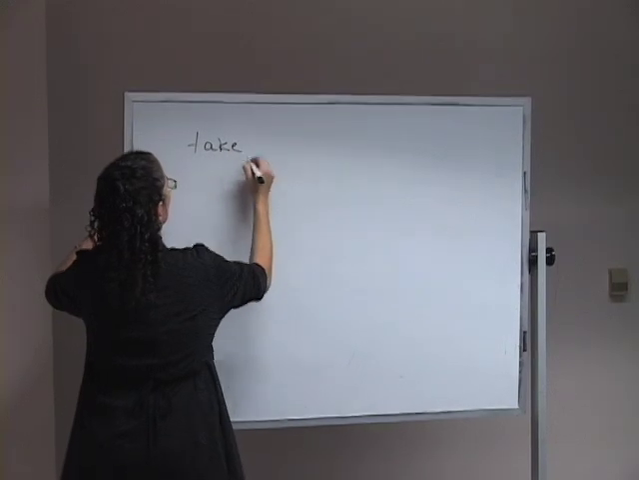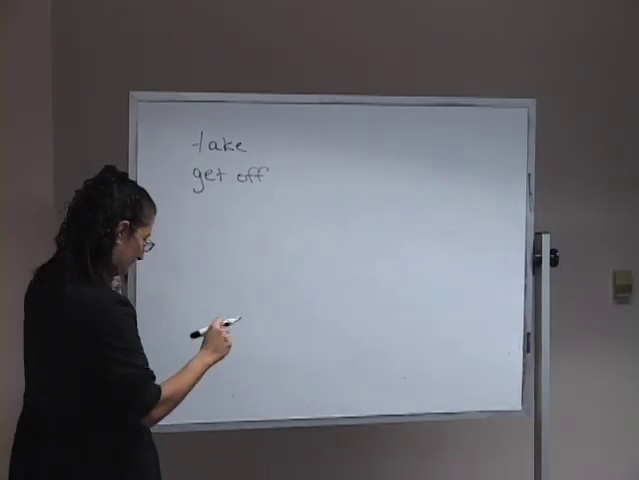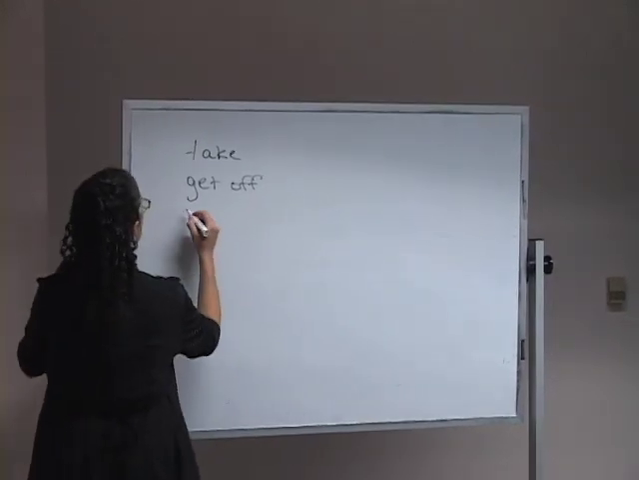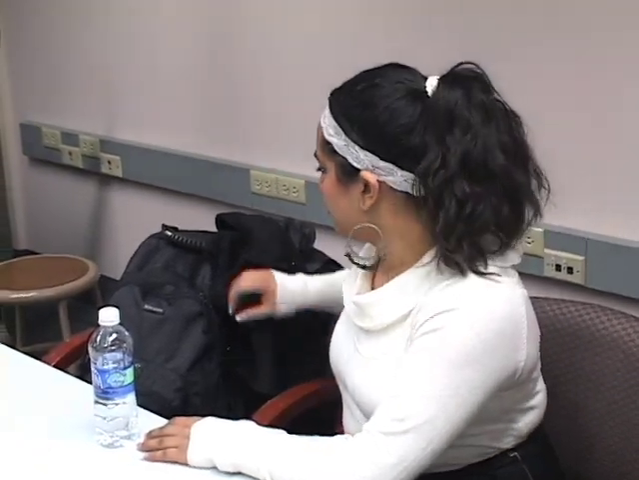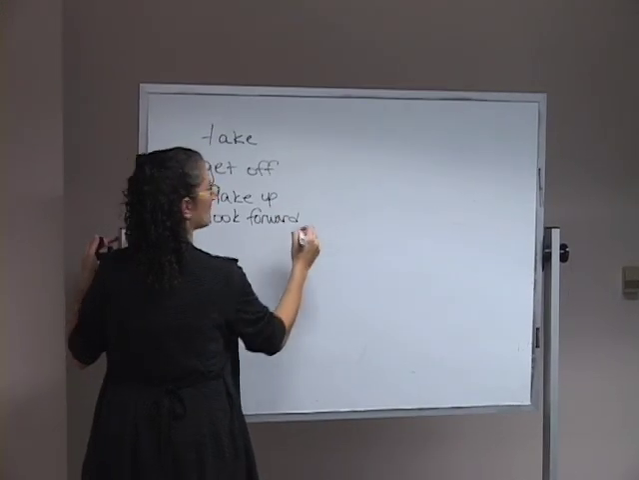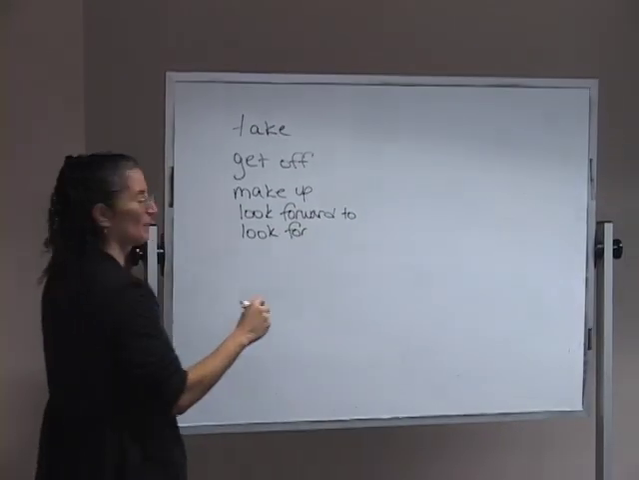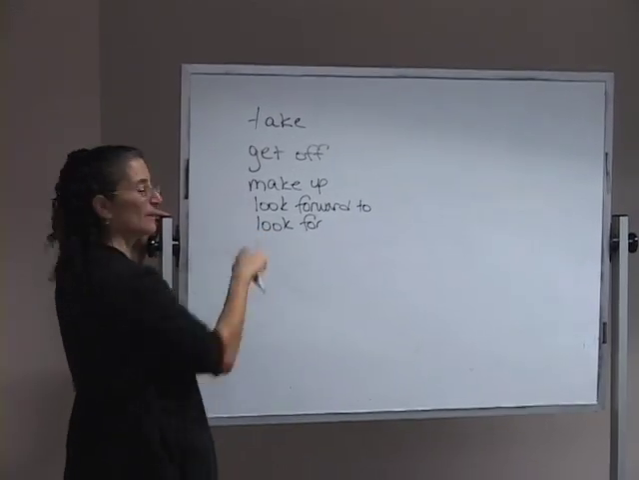Get off. Get off, good. You can shout out your own. What else? Makeup, good. That was Farah's. Look forward. And what goes with look forward? To. I'm putting in a sentence. To. Good. Oh, great. And what else? Look for. Okay. I'm looking for something. I'm looking forward to seeing you. I'm looking forward to my brother coming for Thanksgiving.